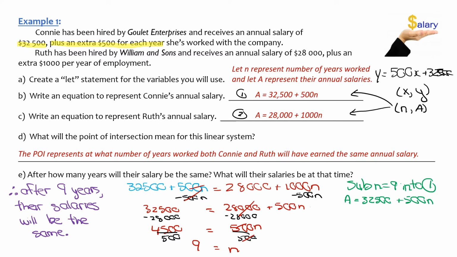Now instead of N, we just figured this out. We know that N is 9. I'm going to put that in. 32,500 plus 500 times 9. Okay, keep going here. So now you just have to do 500 times 9. We're almost done. That's 32,500 plus 4,500. Now we add them together and we get 37,000.